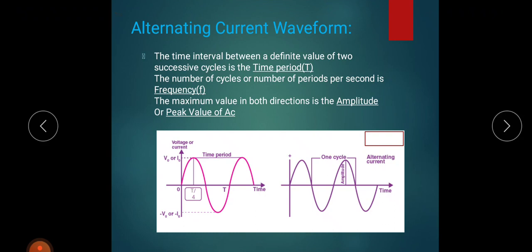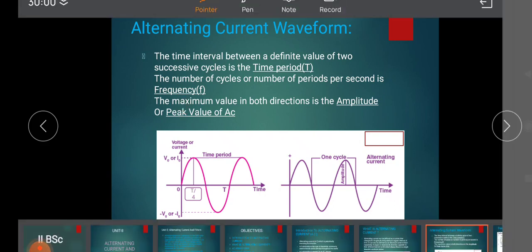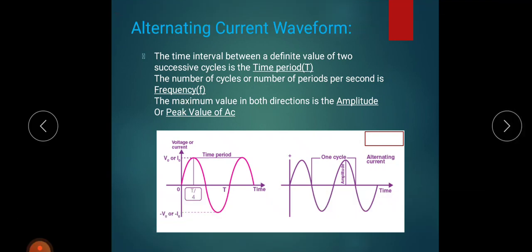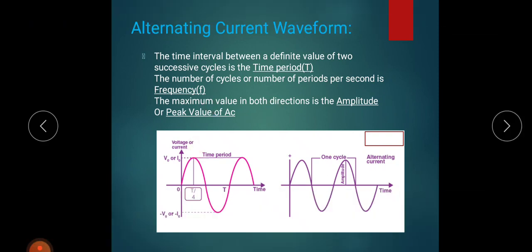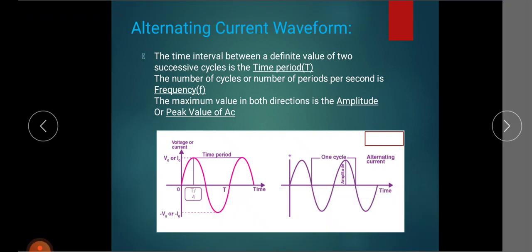Here the number of cycles, or number of periods per second, is known as the frequency of the alternating current, which is indicated by the small letter f. Next, the maximum value of either current or voltage in both directions is known as the amplitude, which is also known as the peak value of the alternating current.